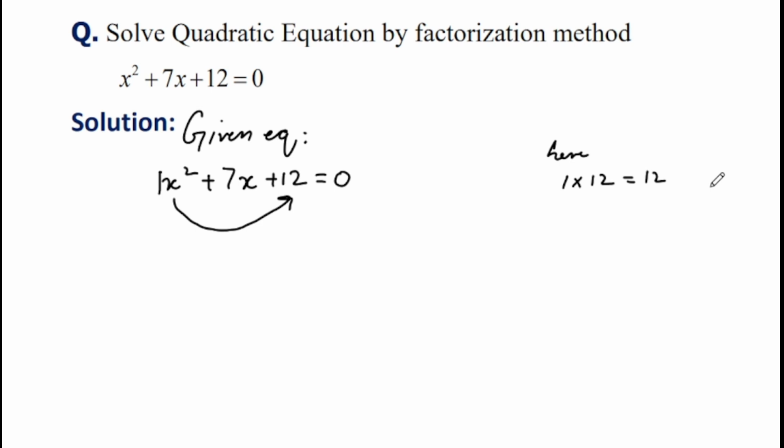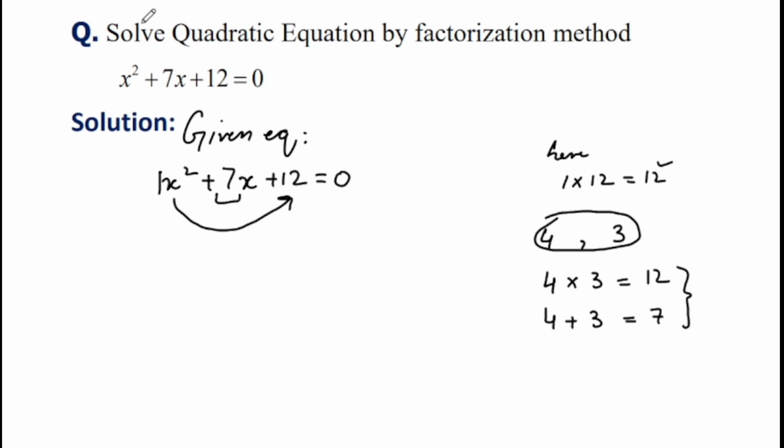Now, we need to find two numbers whose product is 12 and whose sum is the coefficient of x. So here, for satisfying these conditions, we need to find two numbers like 4 and 3. There are two numbers 4 and 3. The product of 4 and 3 is 12 and the addition or sum of these numbers is 7. So both conditions are fulfilled by using these two numbers.